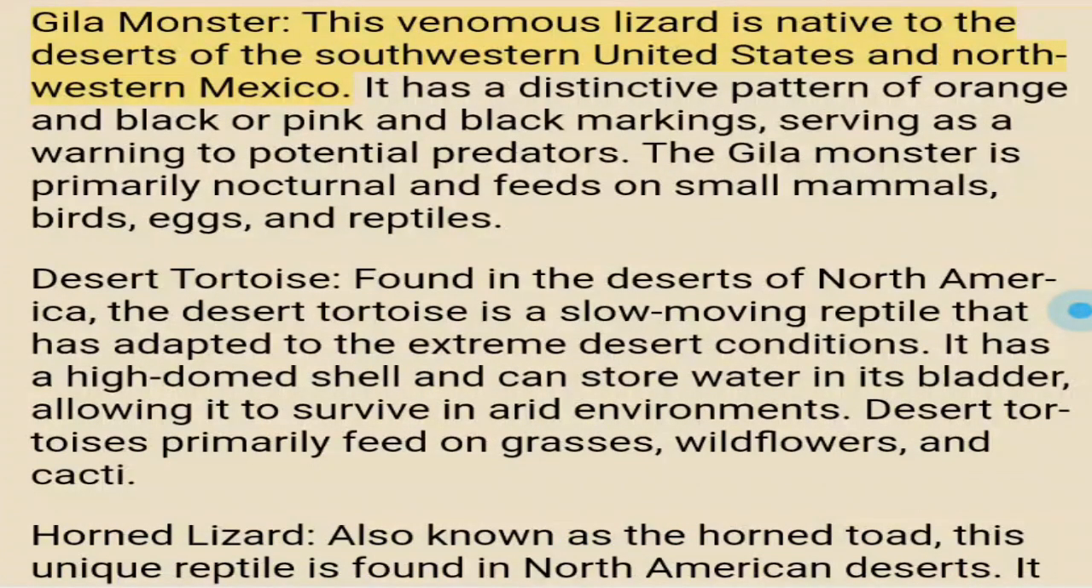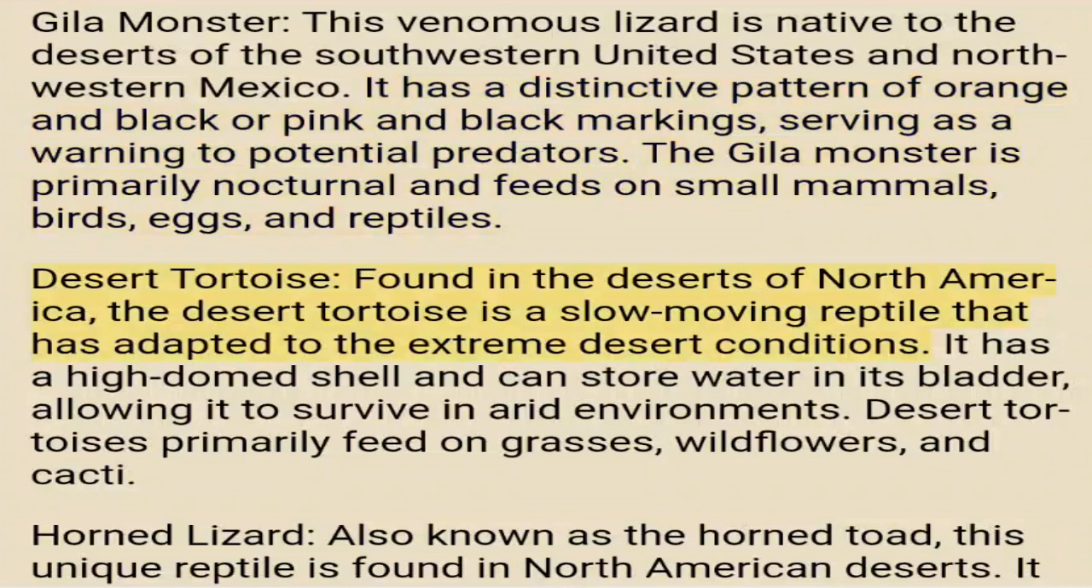Gila monster. This venomous lizard is native to the deserts of the southwestern United States and northwestern Mexico. It has a distinctive pattern of orange and black or pink and black markings, serving as a warning to potential predators. The Gila monster is primarily nocturnal and feeds on small mammals, birds, eggs, and reptiles.